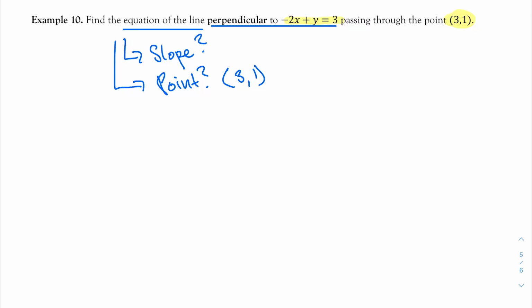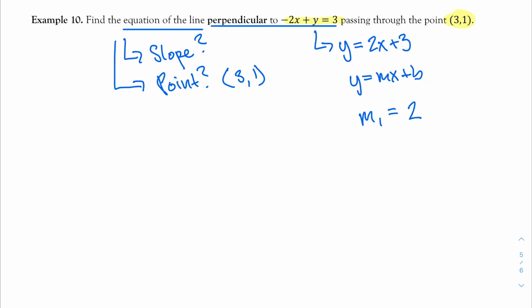Looking at this equation, I can't use my point-slope form, but I can rewrite this to be in slope-intercept form. What happens whenever I add 2x to the left and to the right? I'm simply left with y is equal to 2x plus 3. Again, that's because I added the 2x from the left to the right. This looks like y is equal to mx plus b. If I do a comparison, I can say the slope of my original line, I'm going to use m1 to say for the original line, is positive 2.